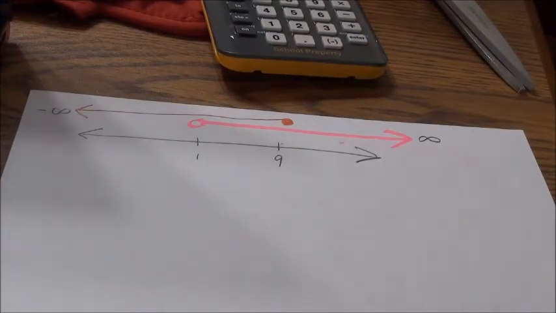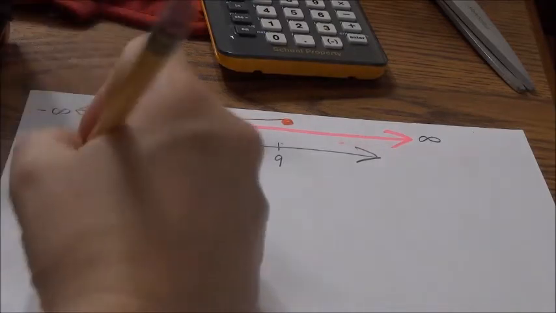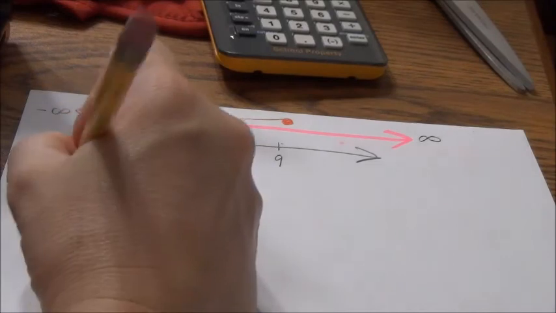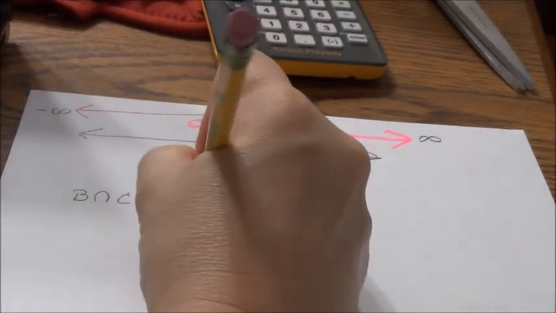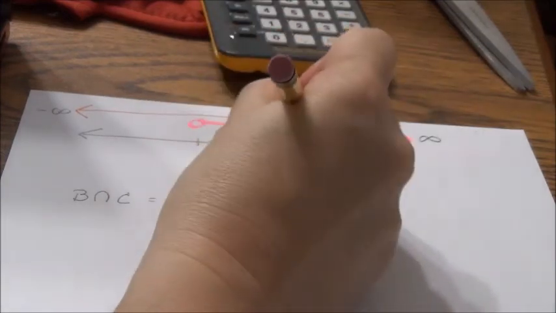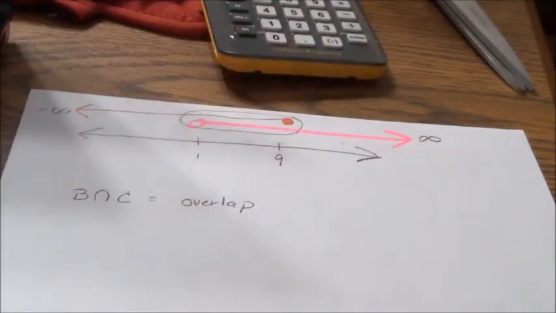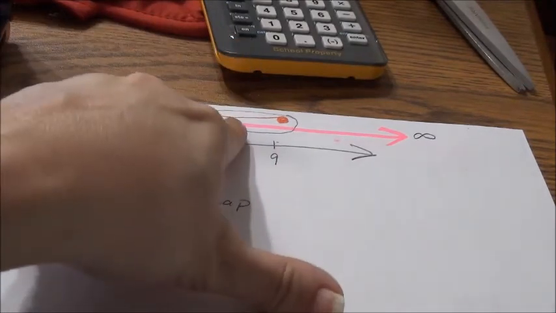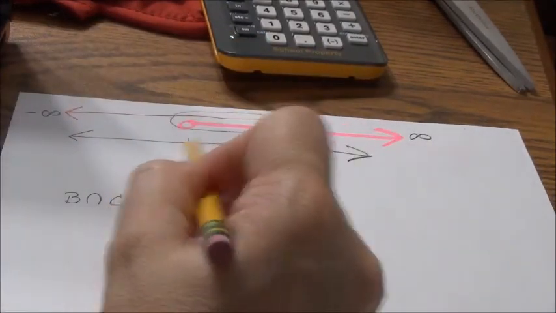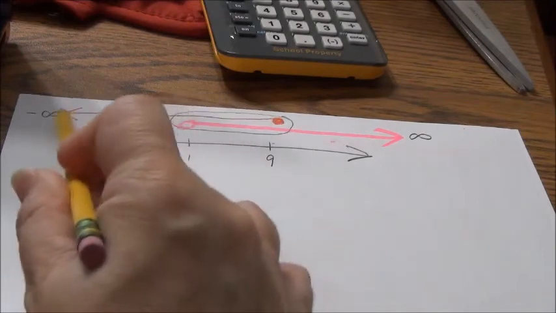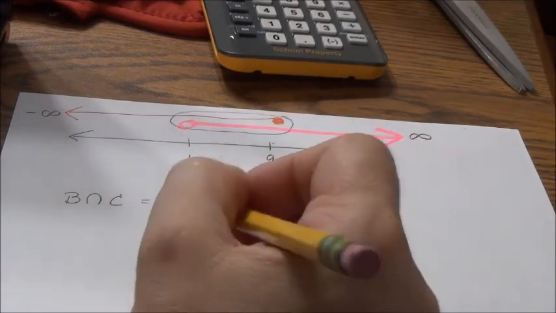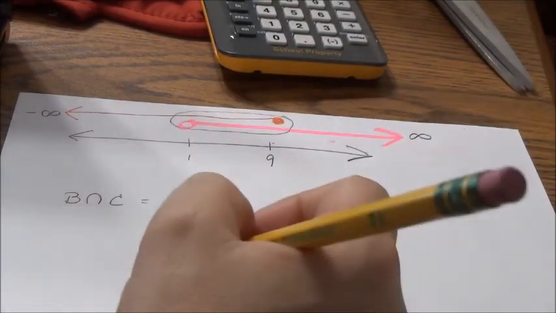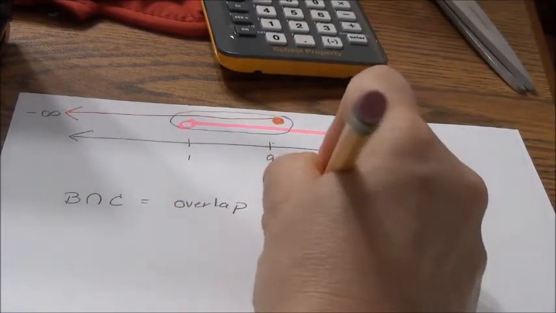Again, I am going to do the intersection first. This one actually asks for the union first, but I think that the intersection is easier, so I'm going to do the intersection. B intersecting with C. Where do they overlap each other? They overlap each other right here in the middle. These values would be in both of my sets. The values from 1 to 9. Anything less than 9, anything greater than 1 would include both of those sets. So my part where they overlap each other is from 1 to 9.